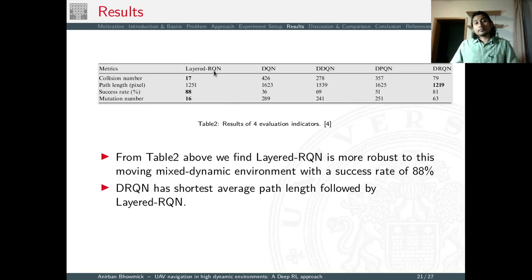In the table, we have summarized all the metrics for all the methods that we use. For the layered RQN, the collision number is the least among them, and also the average path is the least compared to the others, but the least average path is for DRQN. Success rate is also the lowest. It is 88%, and 16 is the mutation number.